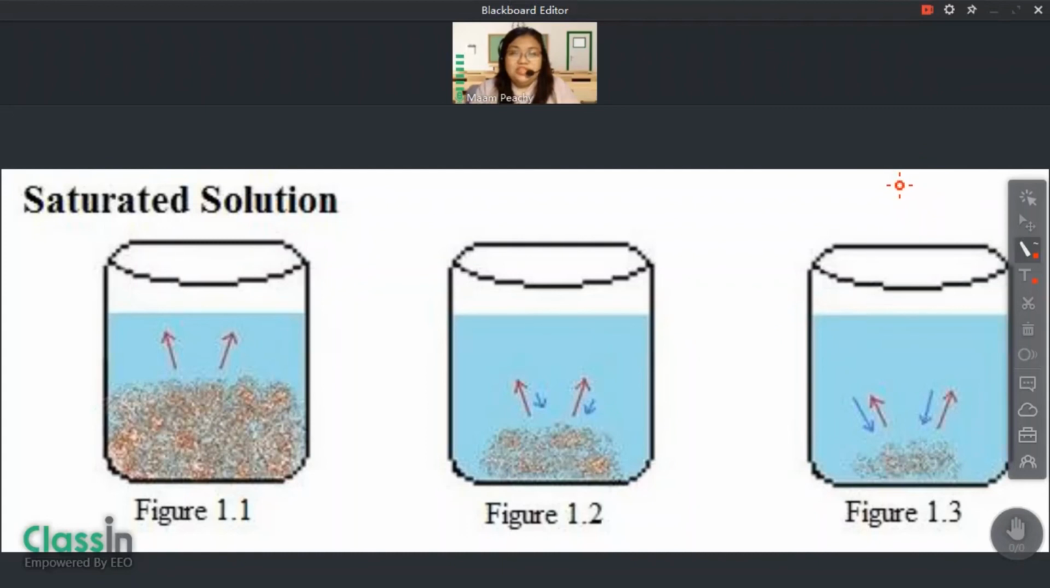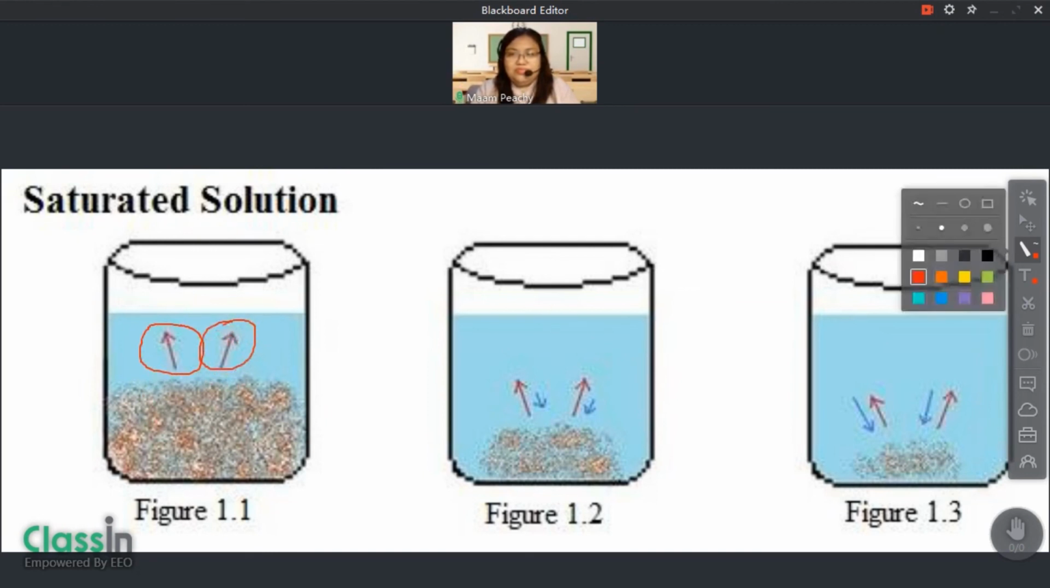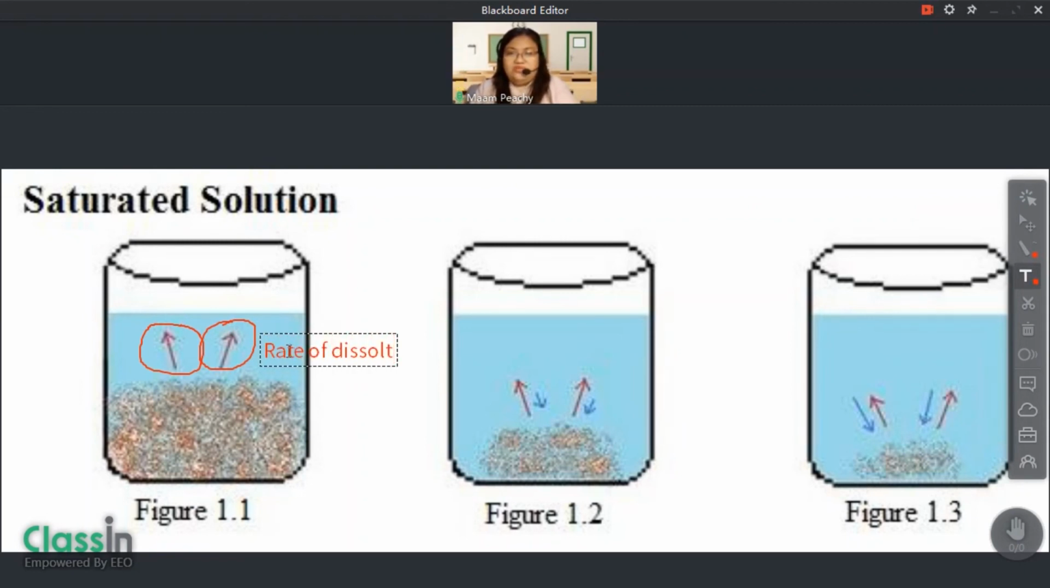This illustration is an example of a saturated solution. There is a constant amount of water present in all the beakers. In figure 1.1, it shows the start of the saturation process in which the solid solute begins to dissolve, represented by the red arrows. So the red arrows represent the rate of dissolution.